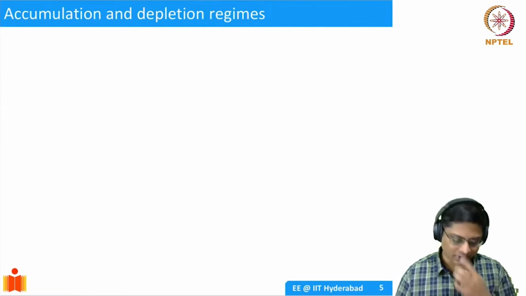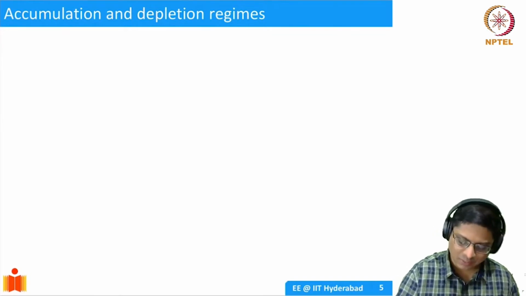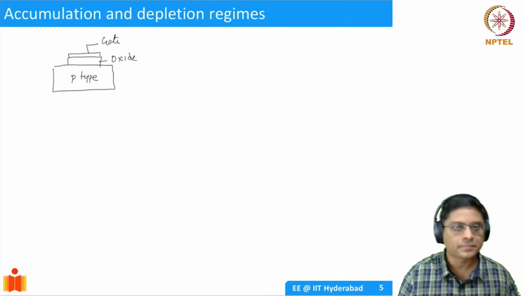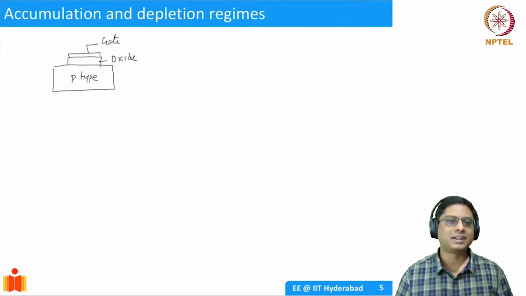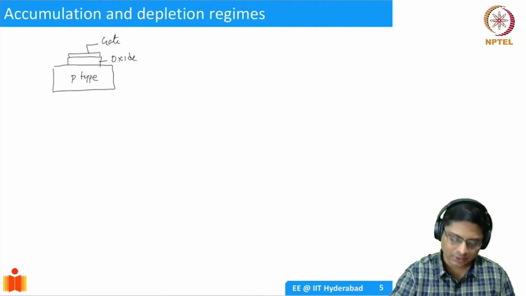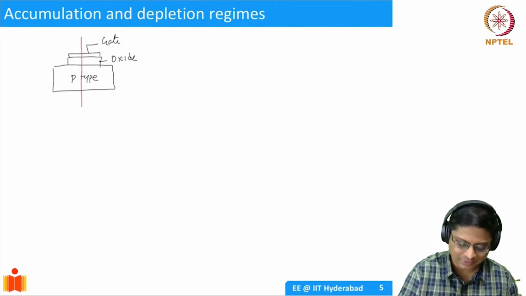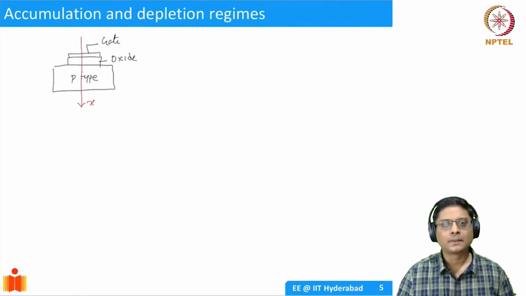But for now, let us consider the basic NMOS capacitor. So let's say we have a substrate which is P-type, and then there's an oxide, and then there is a metal on top. This is the gate, and this is the oxide. Now I want to draw a band diagram as I go from the top to bottom. So along this axis, I want to draw a band diagram. Let's say this is X. So how would it look?